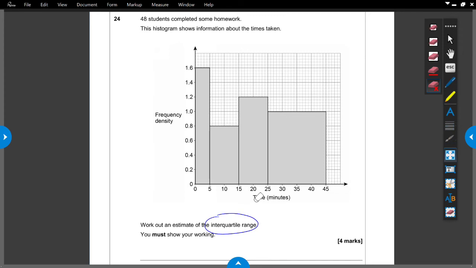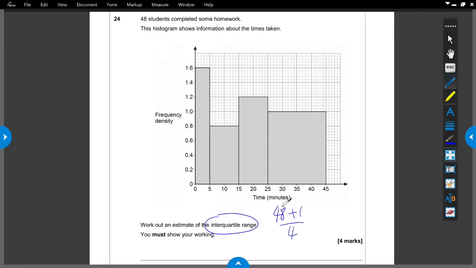So upper quartile. Now the quartiles are the 25th percentile and the 75th percentile. In a formula, we use (n plus 1) divided by 4. That tells us which value is our lower quartile. And then to work out our upper quartile, we times this by 3. n is equal to 48. So I put 48 into this formula.